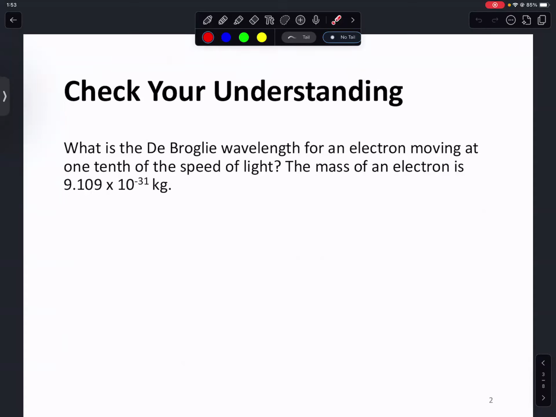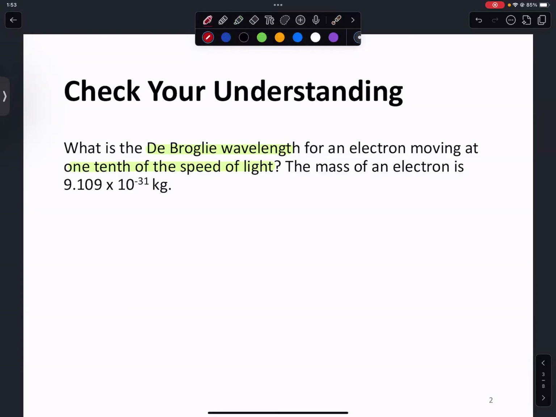I get to do this problem, and then you get to do the second type of problem, and I will explain how the difference in de Broglie wavelength does not make sense for a larger object. So in this question, it says, what is the de Broglie wavelength of an electron moving at 1/10 of the speed of light? And you're given the mass of the electron right here.